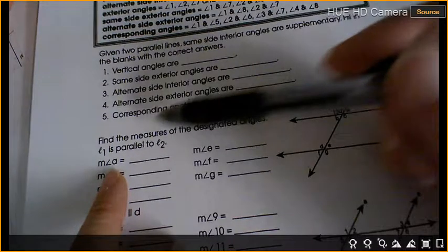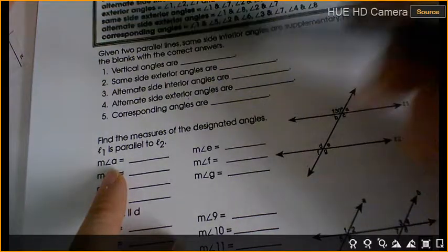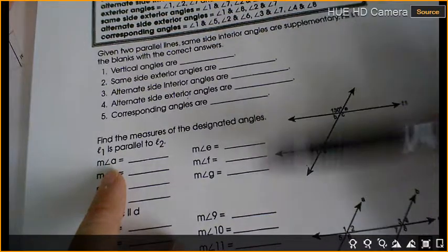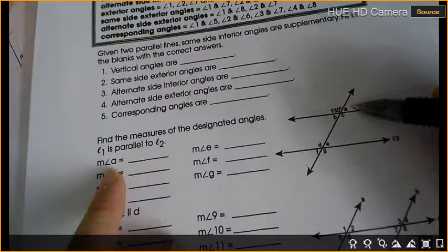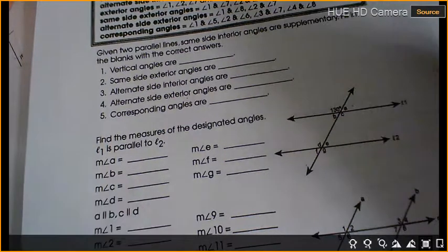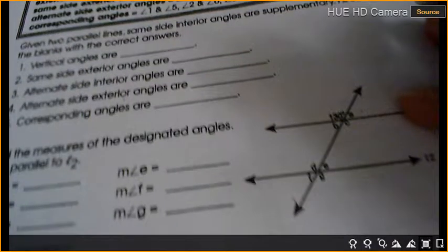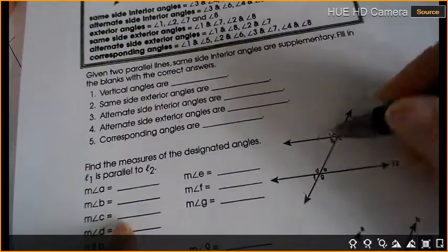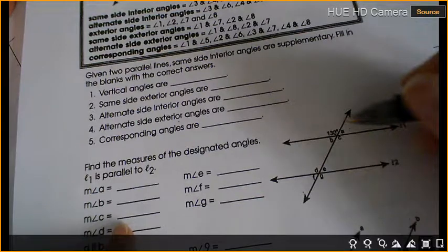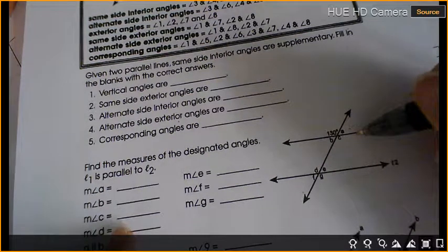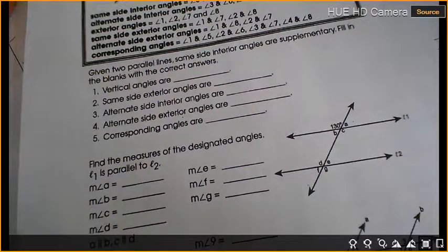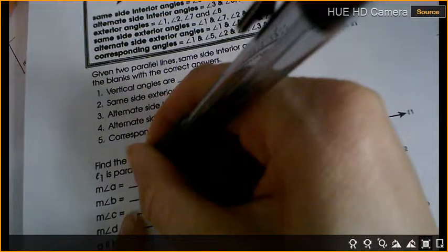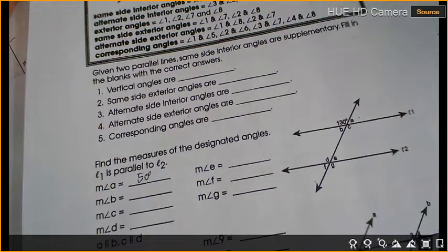Find the measure of the designated angles. L1 and L2 are parallel to each other. So what would the measure of angle A be? In this instance, I know it's hard to see, but that says 130. So we know that that forms a linear pair. So 180 minus 130 is how much? 80 minus 30, or 8 minus 3. Yeah, we get 50 degrees. So it's just figuring those things out.